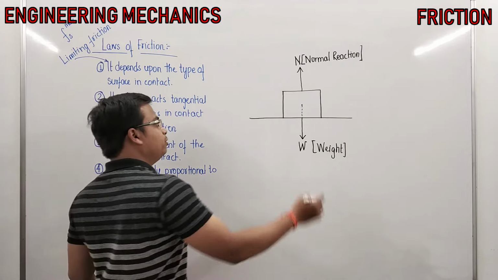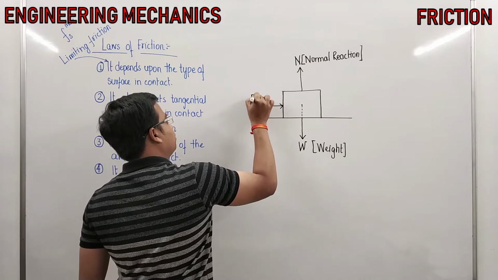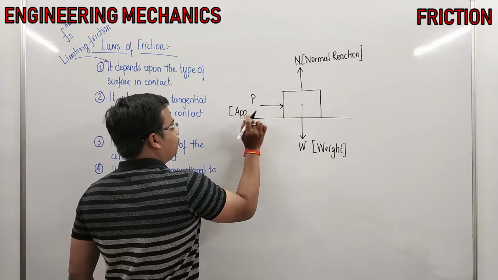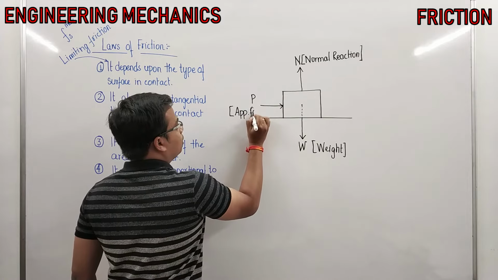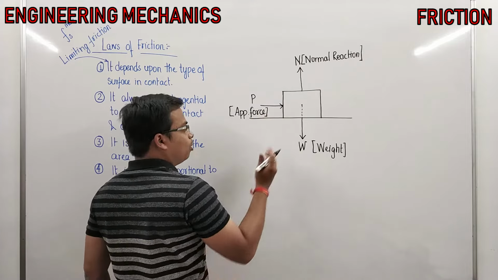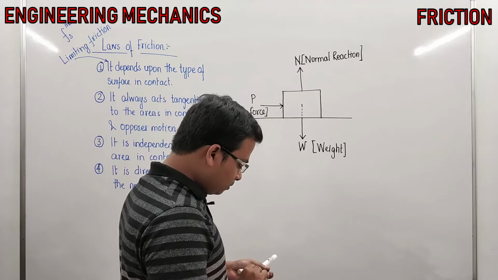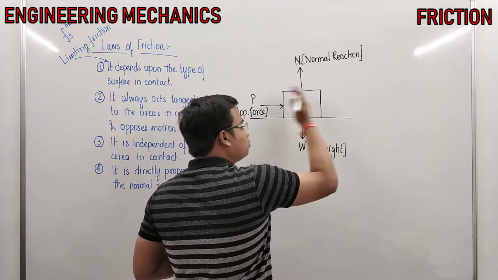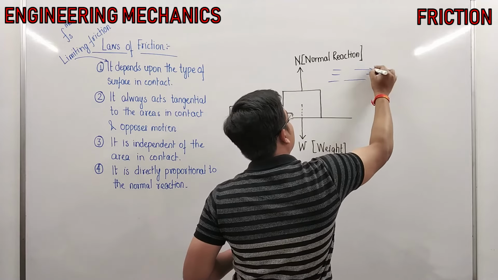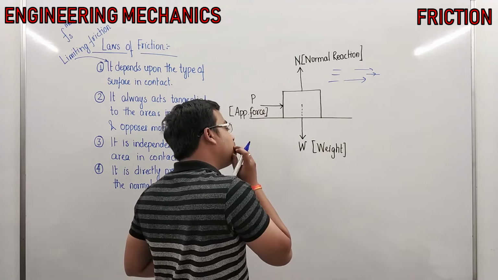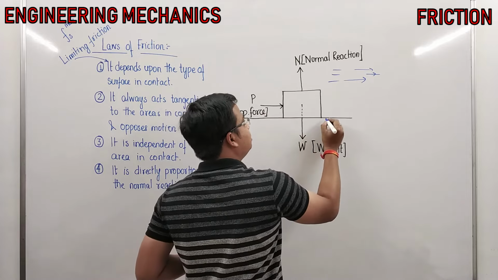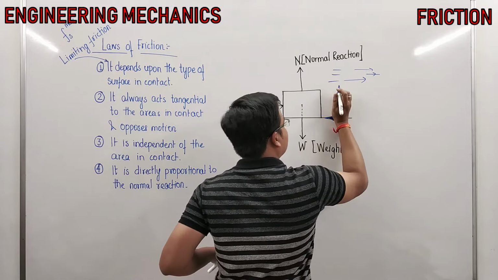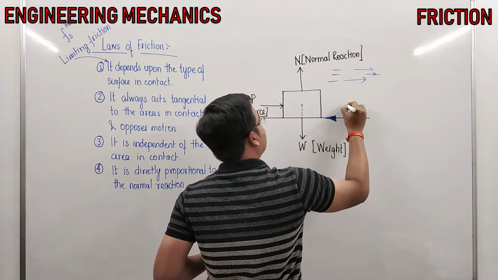Anyway, what we try to do is we try to apply a force P. P is nothing but the applied force. And obviously there is going to be some resistance, and that resistance is what this chapter is all about. Motion is obviously going to happen in this direction towards the right hand side, but it is not going to happen immediately. Initially, there is going to be some resistance offered, and that resistance, by the way, guys, is this. What is this? Friction.